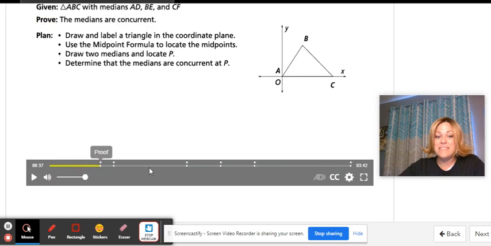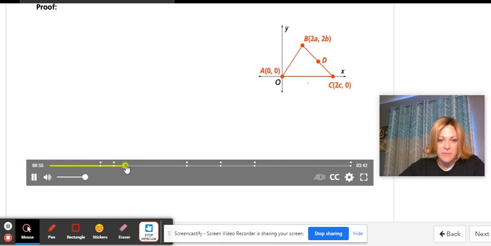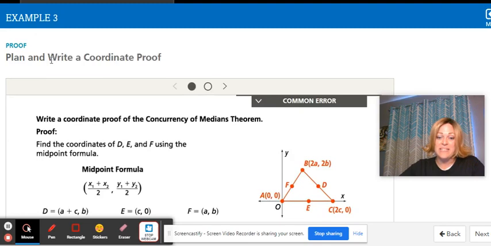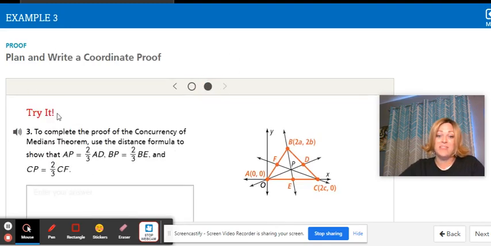It goes through it step by step, every single part of the way, and it really helps as you're doing this. Let's see if I can get a little bit better. It helps that you go through this step by step to get the big picture of the whole thing, because this example 3 is going to help you with the next stage right here with the try it. So it walks you through the video, and then you jump here to the try it.